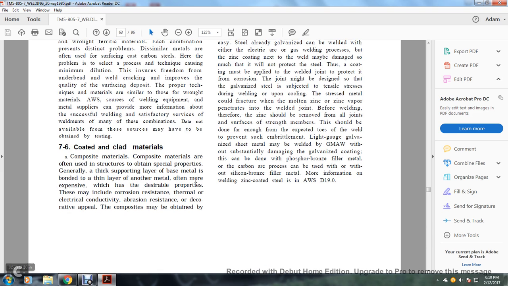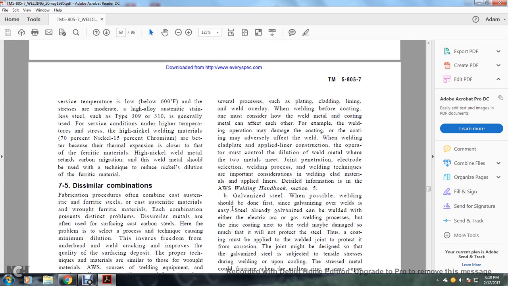7.6. Coated and clad materials. Composite materials are often structured to retain special properties. A thicker supporting layer of base metal is bonded with a thin layer of another metal, often more expensive, which has desirable properties that may include corrosion resistance, thermal and electrical conductivity, abrasion resistance, and decorative appeal. The composites may be obtained by several processes such as plating, cladding, lining, and weld overlay welding before the coating. One must consider how the weld metal and coating metal can affect each other.